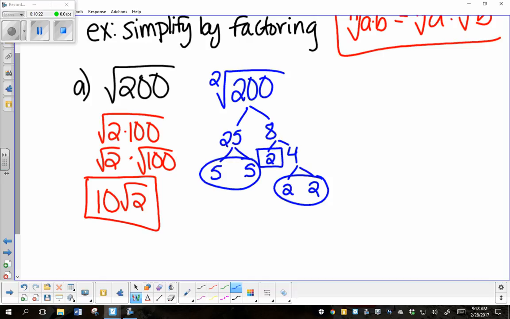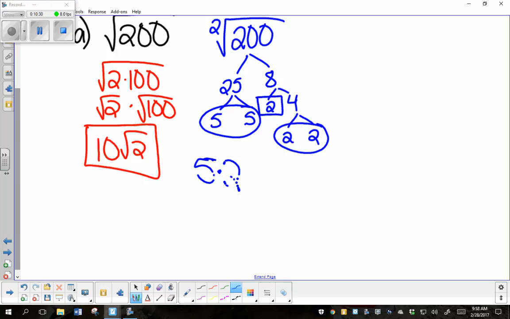So the 5 gets to come outside. You only write him once. The 2 gets to come outside, so you write times 2. This 2 didn't have any friends. He had to stay inside the square root. And then we just simplify the 5 times 2, which is 10. So it's up to you. I like this way better. If you can't think of any perfect squares that go in it, then this might be easier.